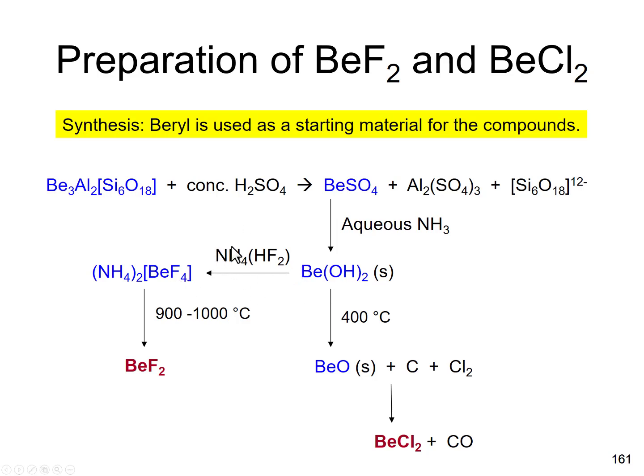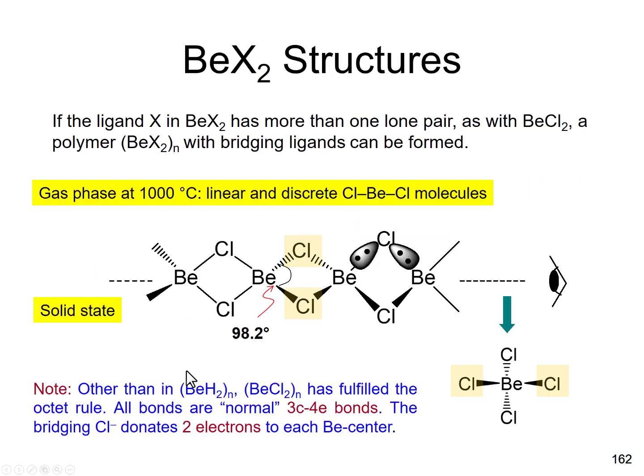So in this particular case, the ammonium will form the cation for the tetrafluoridoberylate. Upon heating, you simply eliminate ammonium fluoride, and what remains is beryllium fluoride. Beryllium X2 type compounds have very unique structures. If the ligand X in beryllium X2 has more than one lone pair, which is the case for beryllium chloride, then a polymer BX2N with bridging ligands can be formed.